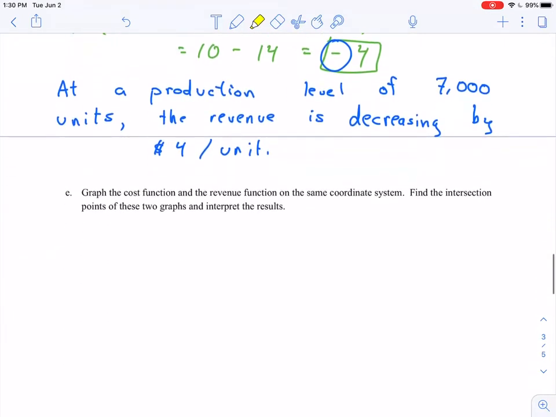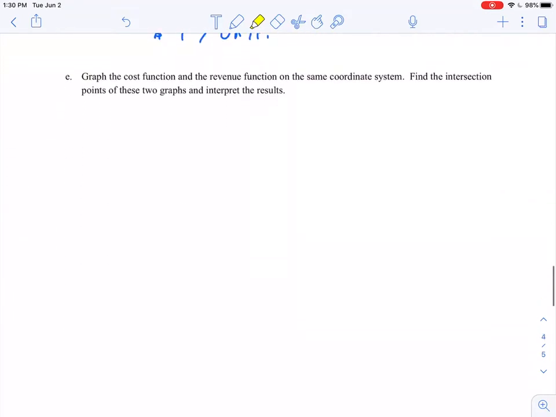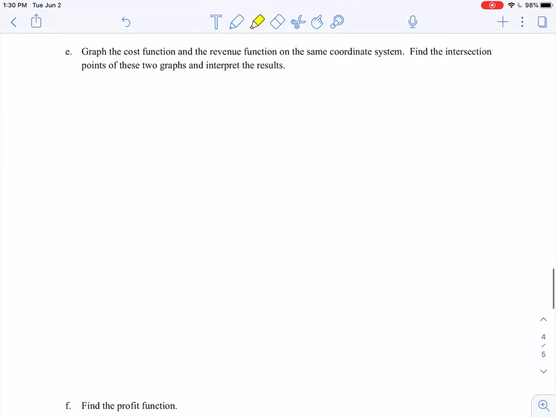Part E, this is a little bit different this time around. This is actually kind of a college algebra problem, but it's good to come back and revisit this. It says graph the cost function and the revenue function on the same coordinate axis system. Find the intersection points of these two graphs and interpret the results.